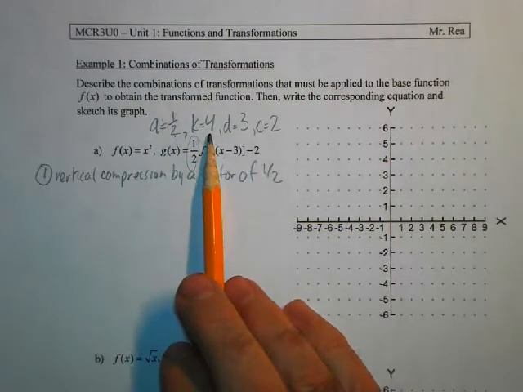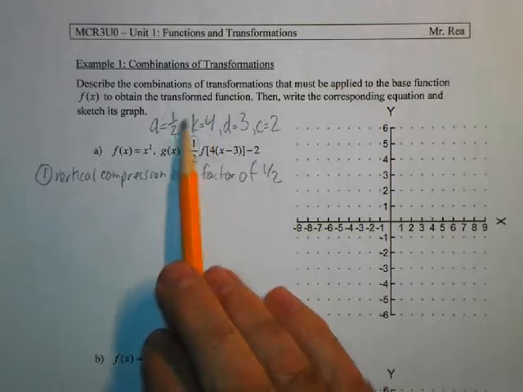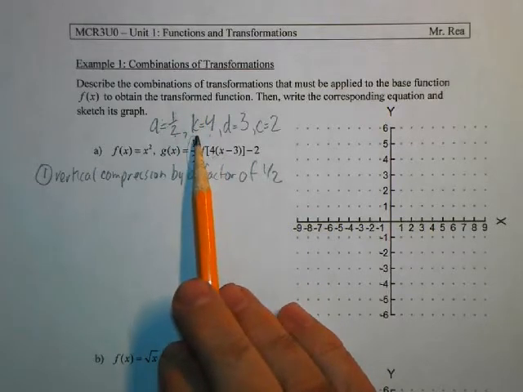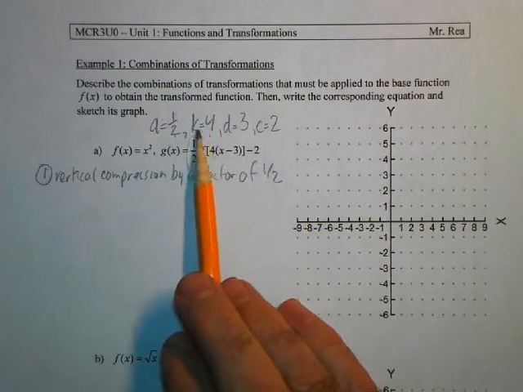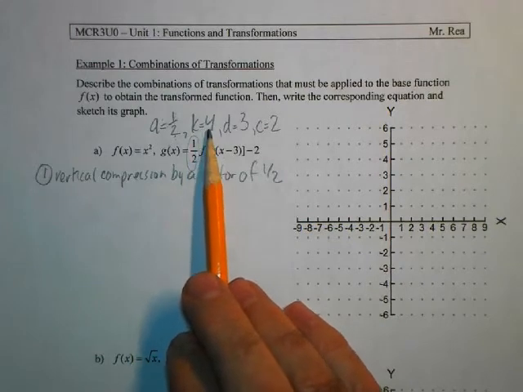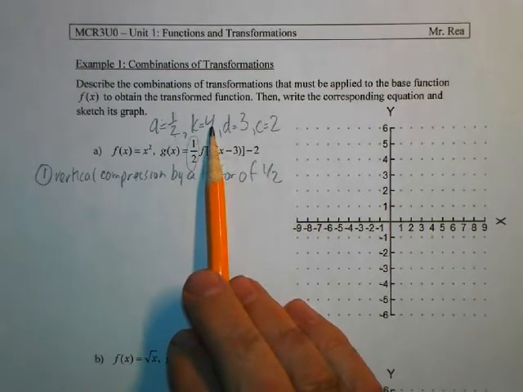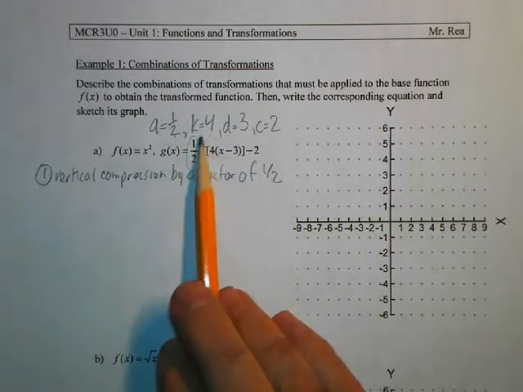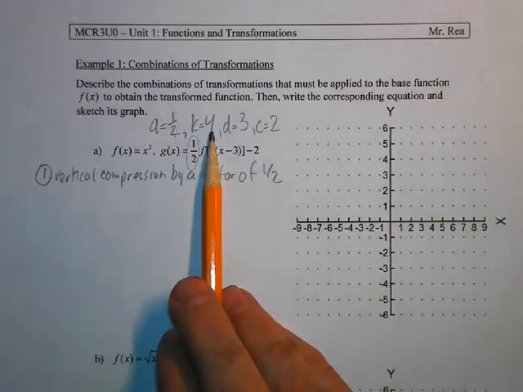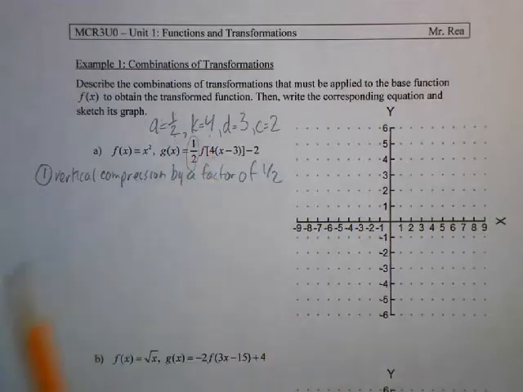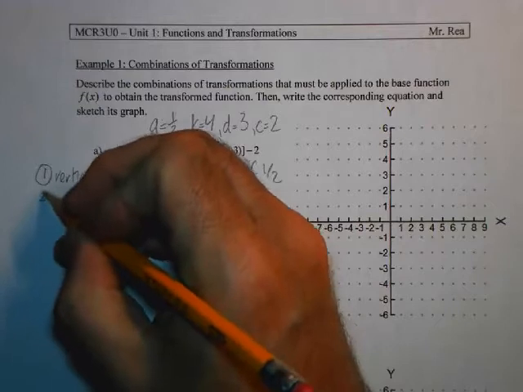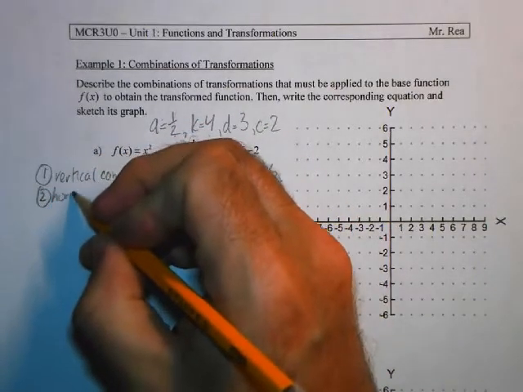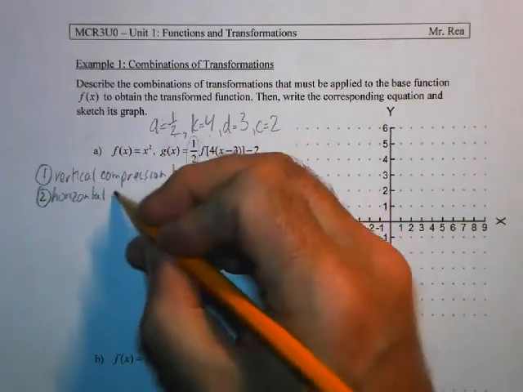Then we move along to the K. So remember K, we have to do the 1 over K to get the factor. So the factor of this horizontal stretch or compression is 1/4. And the fact that the factor is between 0 and 1, since it's 1/4, tells us also that this K value of 4 means it's a horizontal compression by a factor of 1/4. So that's going to come next.